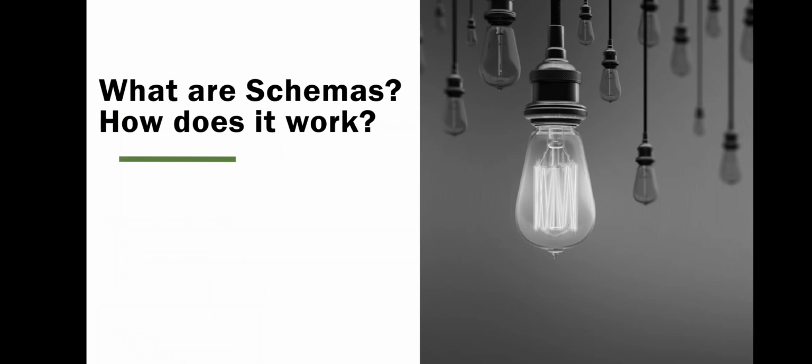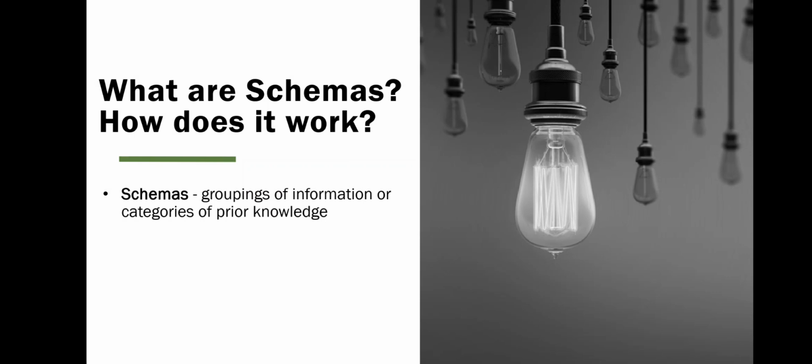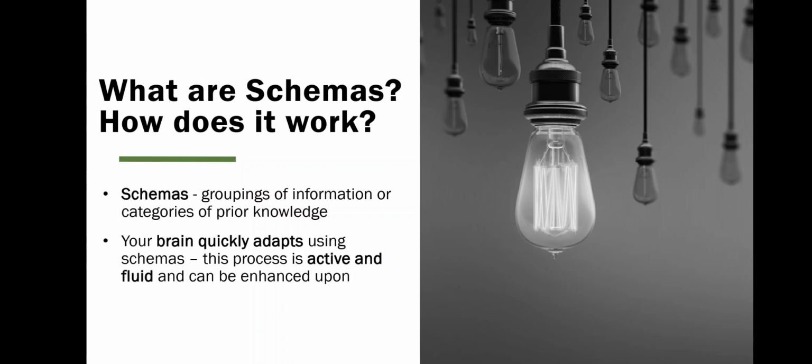So then what are schemas and how do they work? Schemas are basically categories of information that you already know. Our brain will sort information into like categories, making it easier for us to both process and retrieve information. When new information comes in that does not fit nicely into certain already pre-existing schemas, our brain will adapt quickly by managing ways to fit the new knowledge into already present schemas or by creating new categories. This process is much like a river. It is active and fluid and can be enhanced with the right efforts and tools.